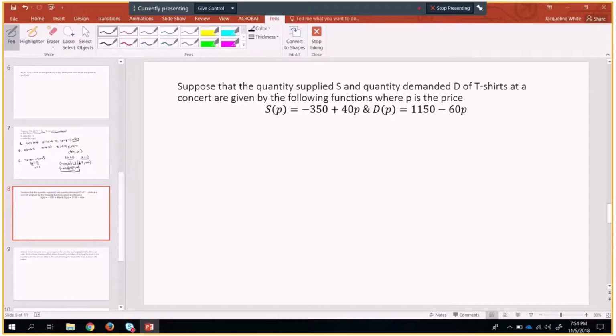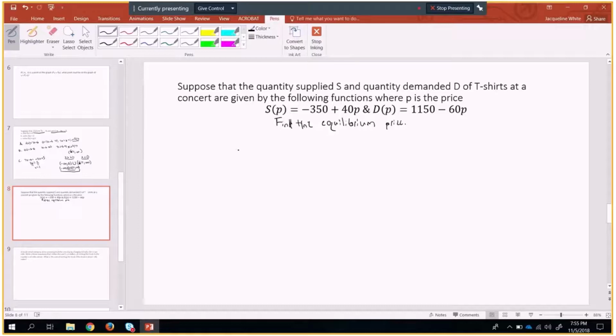So yeah, suppose the quantity supplied S and quantity demanded D of t-shirts at a concert are given by the following functions, where P is the price. S of P is equal to negative 350 plus 40p, and D of P is equal to 1150 minus 60p, right? And I was going to come up with the question that we want to find the equilibrium price, right?